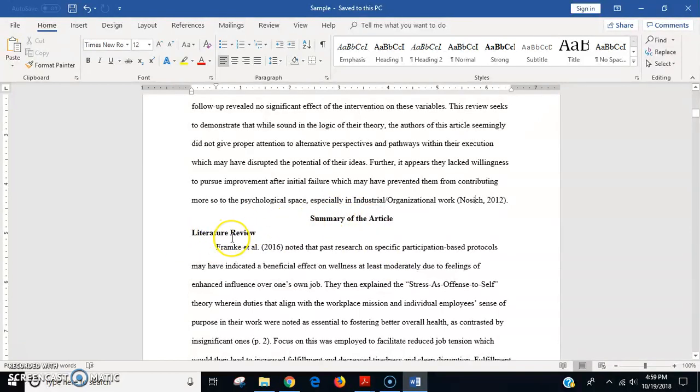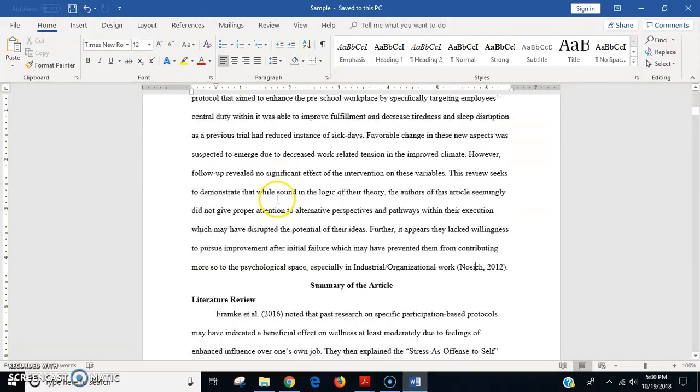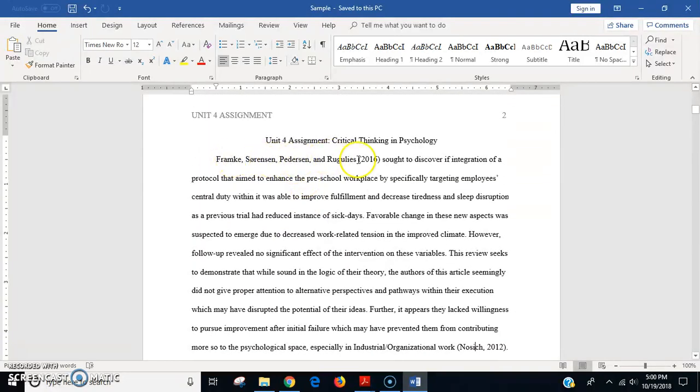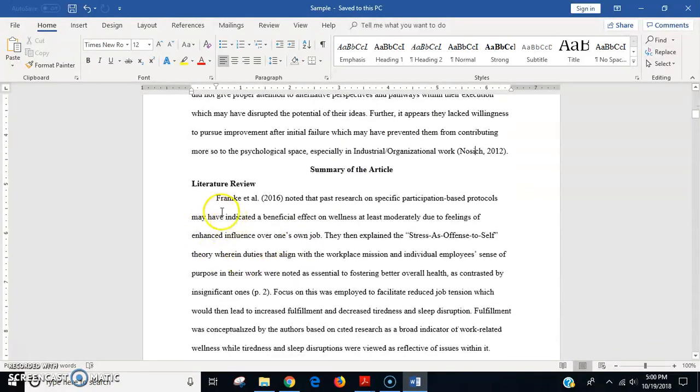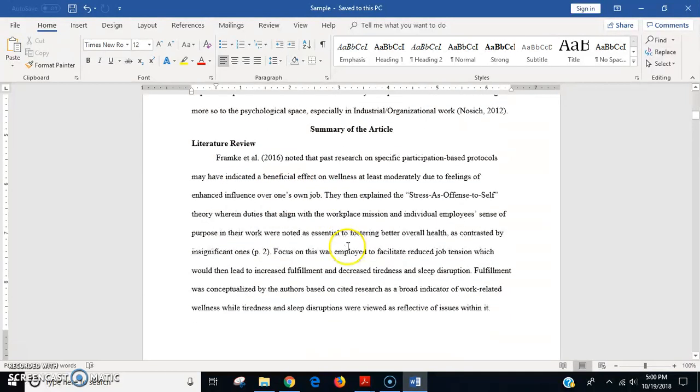Note the way that they are using APA headings. Lovely. Since they already mentioned the name of the authors here, and there's 4 of them, they can go into Fremke et al., which means Fremke and others. And note that they are constantly putting the year, because that's the way you do it. You have to set the year there. Okay, it's not enough to put the year and not the authors. You have to have the authors and the year as a citation.